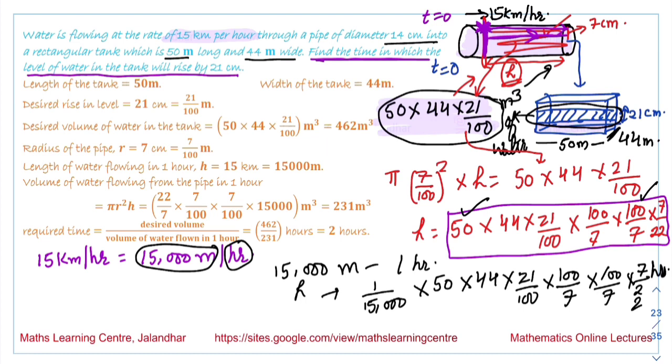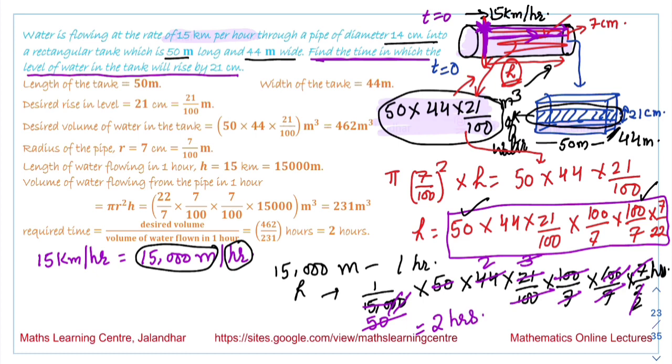hours. So on solving this, this 7 and this 7 get cancelled. This 100 and 100 get cancelled, 2 zeros are cancelled over here. Now this 22 and 44 get cancelled. 7 3s are 21 and this 3 5s are 15, and this 50 and 50 get cancelled, and the answer we are left with is 2 hours.